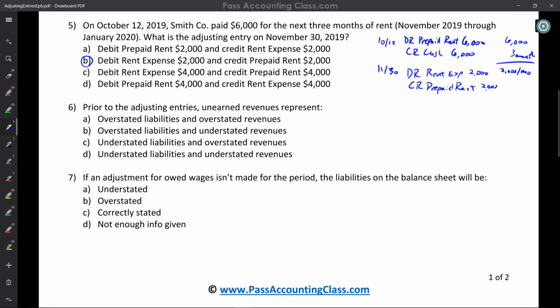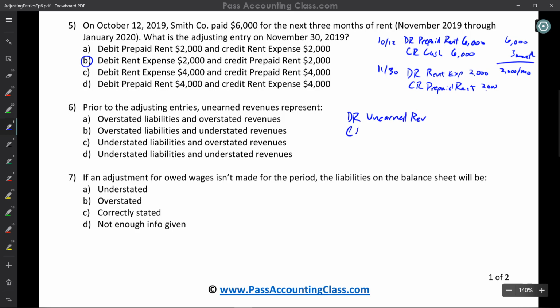Question 6 says, prior to adjusting entries, unearned revenues represent overstated liabilities and overstated revenues, overstated liabilities and understated revenues, understated liabilities and overstated revenues, or understated liabilities and understated revenues. So I'm going to go ahead and just do a generic adjusting entry for unearned revenue. Unearned revenue is a liability, and whenever we're adjusting unearned revenue, we're going to debit it. So we're going to debit unearned revenue.